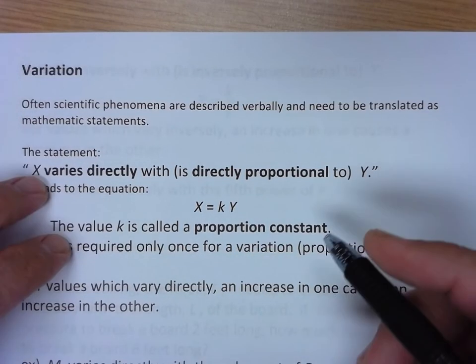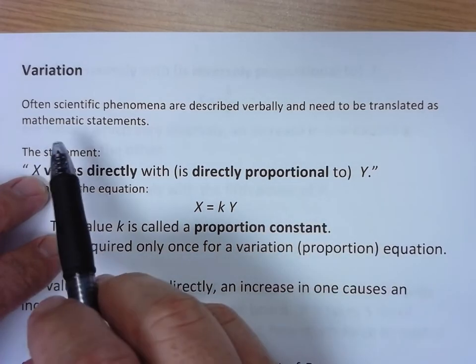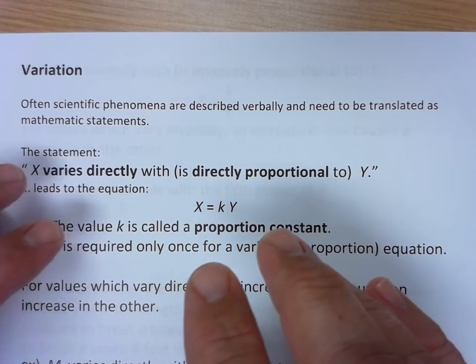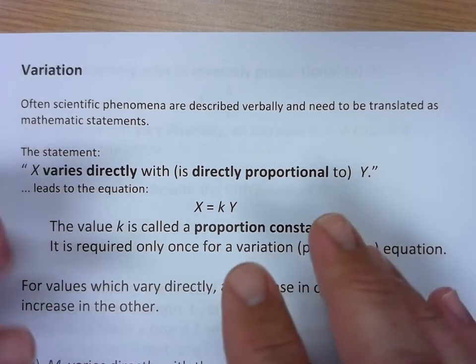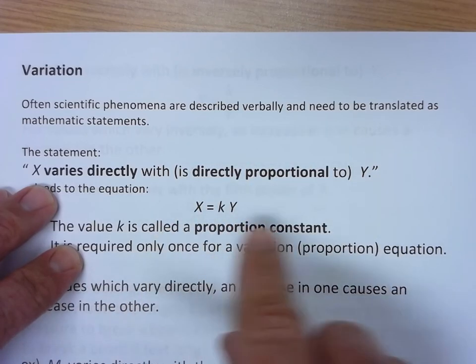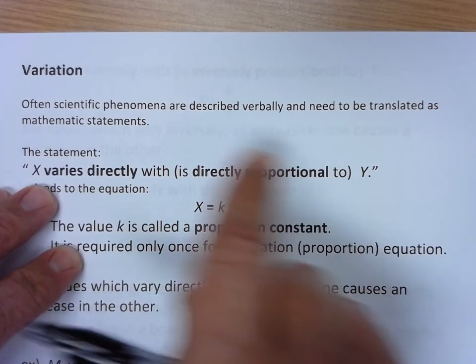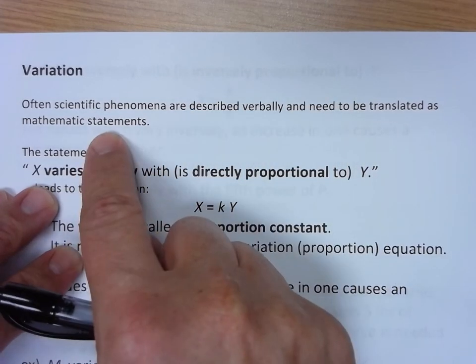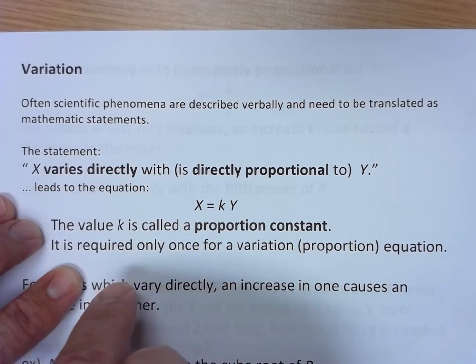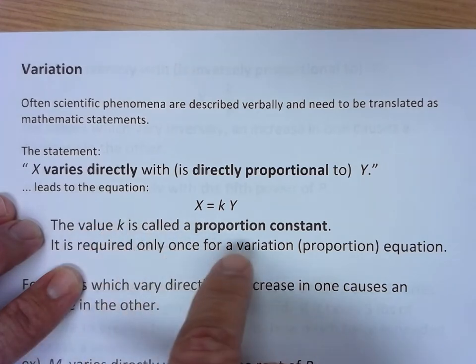A lot of times in physics and chemistry, some type of scientific phenomena may be described verbally, given some kind of existing rule or existing physical law that allows you to relate two or more variables together, and they can be translated into mathematical statements. More often than not, the words proportion or direct variation may be used in that description.